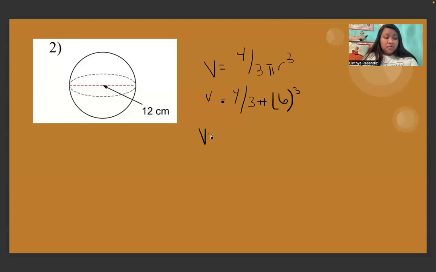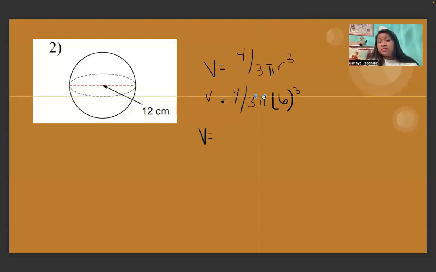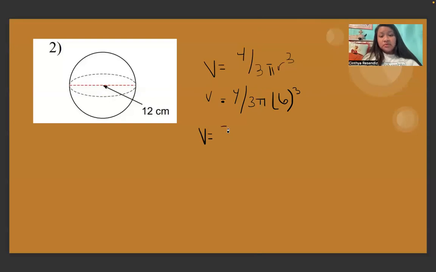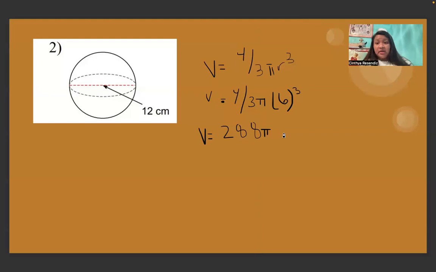We would keep it in terms of pi. In terms of pi, we don't multiply the pi. We just keep the pi and multiply the 4/3 times the 6 cubed. So it would be 288 pi. That's the volume of this sphere.